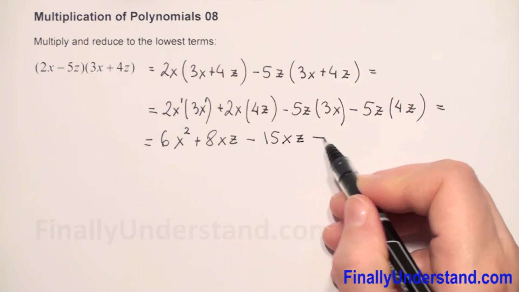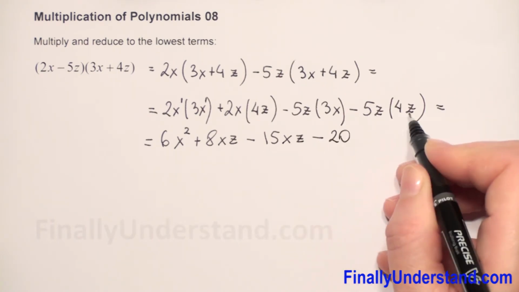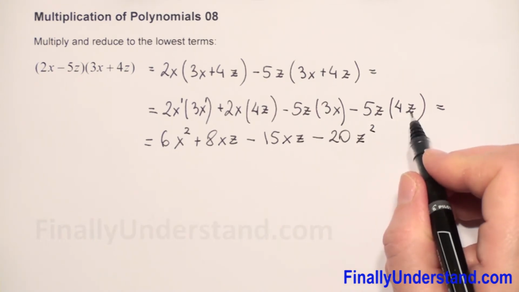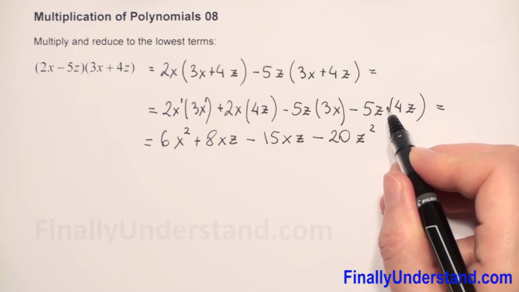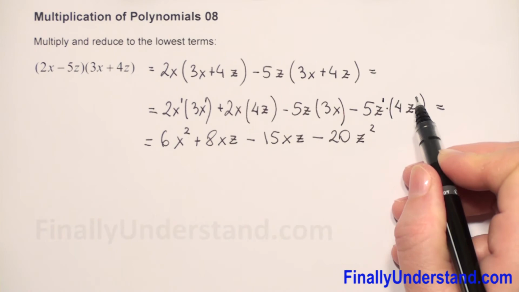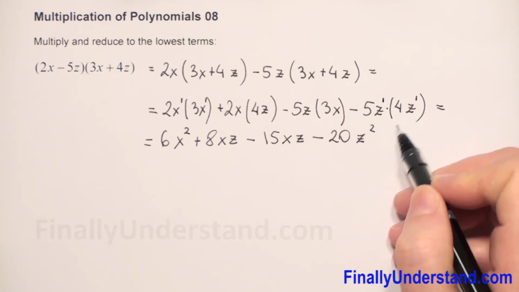And next negative sign. 5 times 4 is 20. z times z is z squared. How do I get this? The same variables. We copy the variable when we have multiplication, of course, only. And we have to add exponents. When we don't have exponents, it's always an invisible 1. So 1 plus 1 is 2. z times z is z squared.